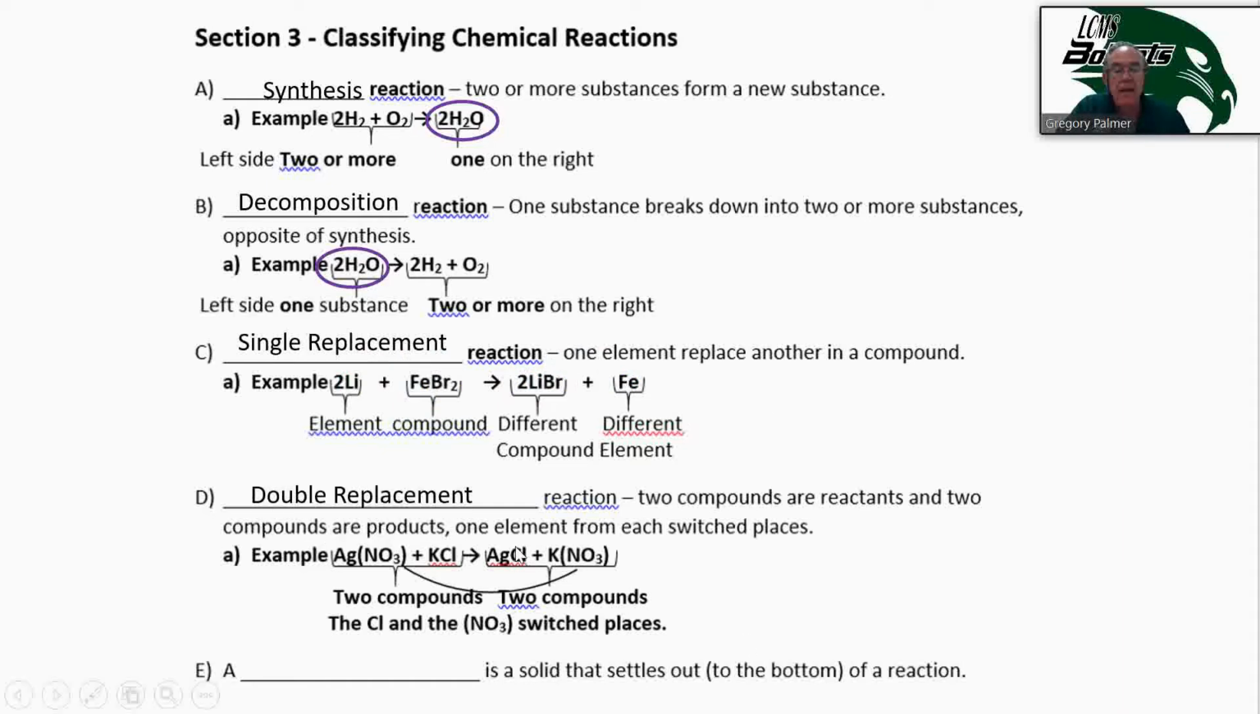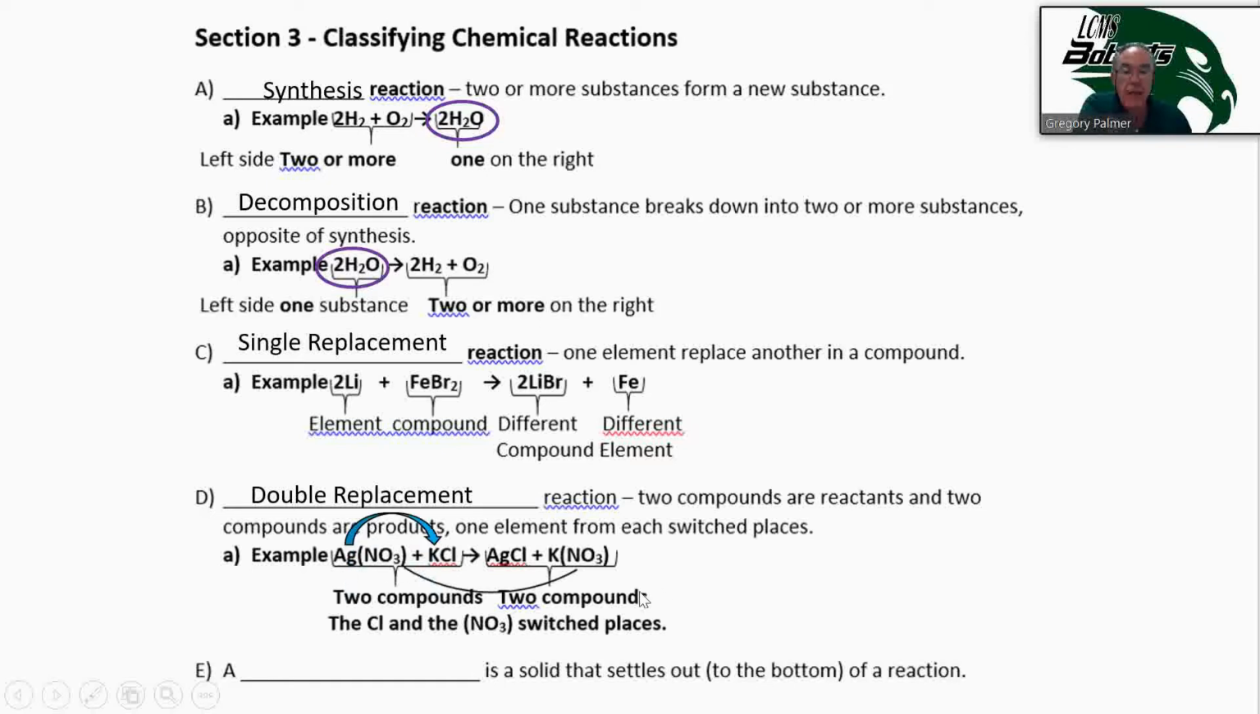And this last kind of reaction is double replacement. So I put in here in the description, two compounds are reactants and two compounds are the products. One element from each side is switched. So you see we have a compound, this silver nitrate and this potassium chloride, and we have this silver chloride and the potassium nitrate. So two of them are going to switch places. Up here, only one switched place. The iron switched place with the lithium.